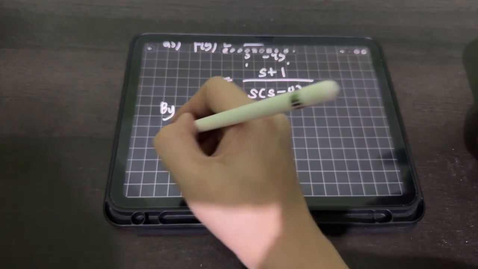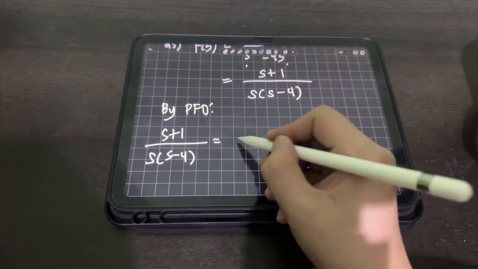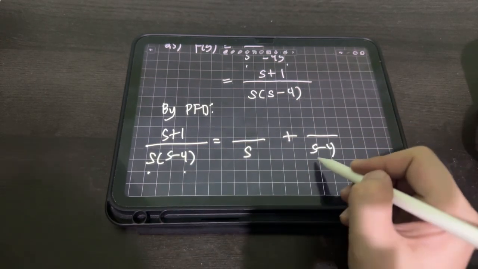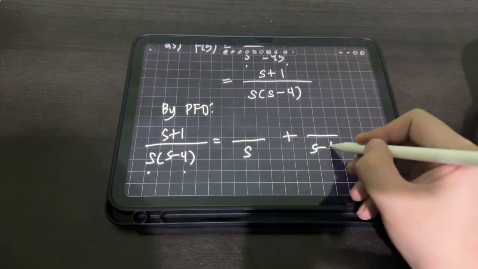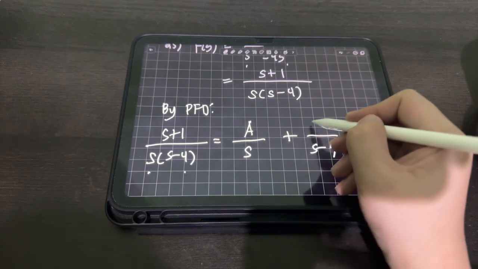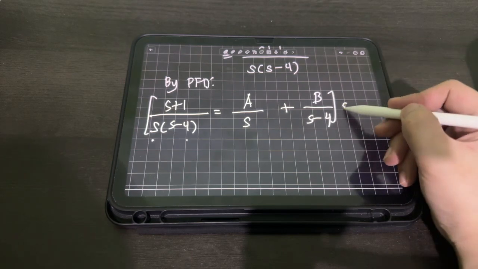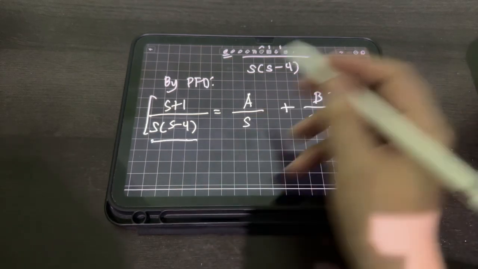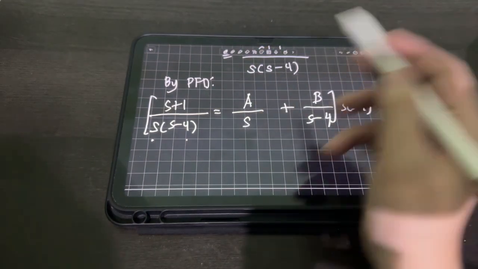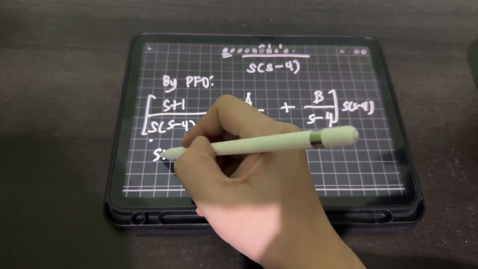So s plus 1 over s times s minus 4 is equal to, considering the two linear factors, we have over s and s minus 4. Then put unknown constants on their numerator. Let's have capital A and capital B. Okay, multiplying both sides by the LCD, which is the original denominator, s times s minus 4. Multiplying the LCD by the left side, canceling out every factor, we are left with the numerator s plus 1.